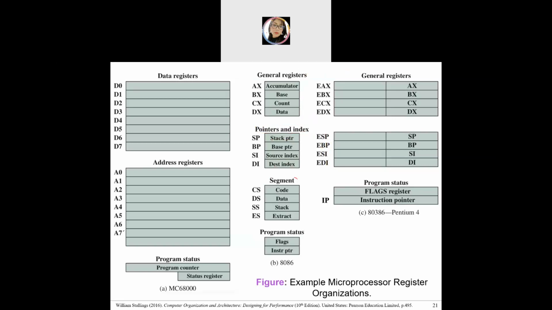Another one, you have the segment registers. Segment is code, data, stack, and extra. And lastly, program status, which is flags and instruction pointer. No need for you to draw each diagram here, but you're going to need to understand and remember all the registers, what is the meaning of the short form of the register and their function.